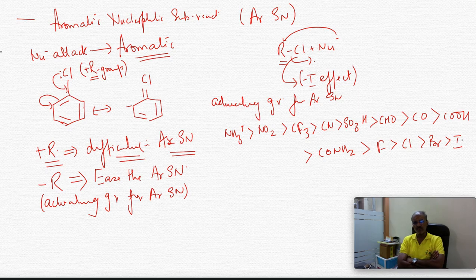So activating groups, to be more precise, pull electrons away from the aromatic ring. NH3 plus will easily pull off, then NO2. Similarly, when I go to the halides, the electron pulling capacity decreases considerably. On the contrary, they donate electrons. They act more towards plus R group characteristics, right? This is very important, make a note of it now.